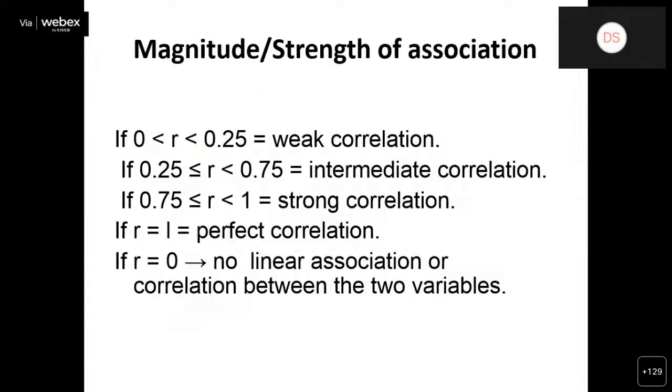Now, looking at the magnitude or strength of the correlation, if the R value is between 0 and 0.25, it indicates weak correlation. If the R value is 0.25 to 0.75, it indicates intermediate correlation. If the R value is between 0.75 and 1, it indicates strong correlation. If the R value is 1, it indicates perfect correlation. And if the R value is 0, it indicates no linear association or correlation between the two variables.